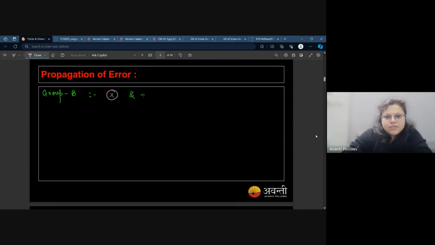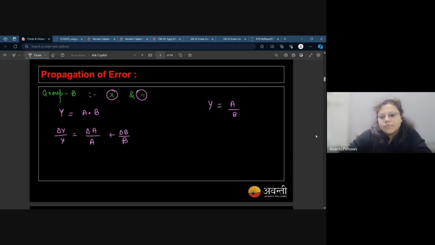Okay, in this expression, let's say y is equal to a dot b, or you have y is equal to a by b. Now I gave you the relative error in a and in b also. If I want you to calculate the relative error in y, you will give me the answer like this. You just add the relative errors, whether it's multiplication or division.